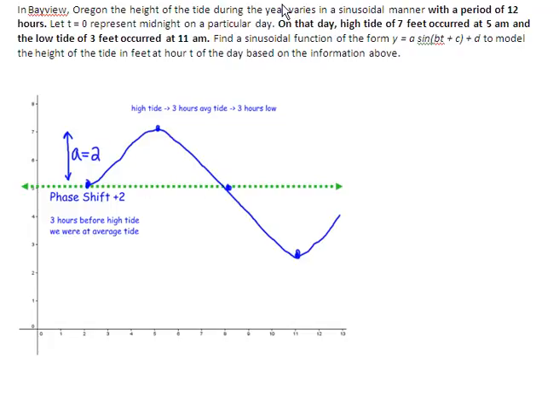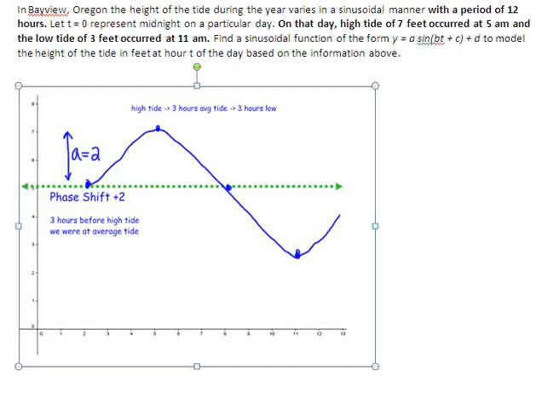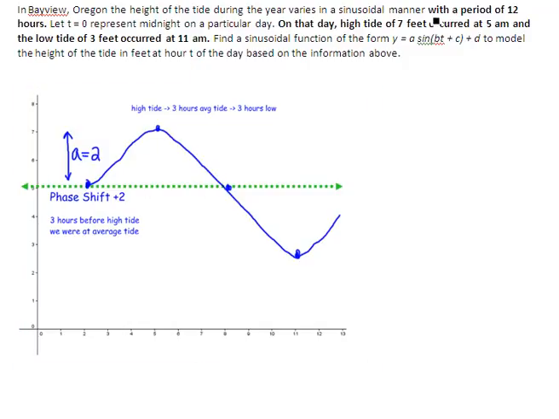In this problem, I am given some data in order to model a sinusoidal curve. One thing that we would recognize is that the period is 12 hours. We would also know that the high tide of 7 feet occurred at 5 a.m. and the low tide occurred at 3 feet at 11 a.m. Therefore, I have these 2 points.